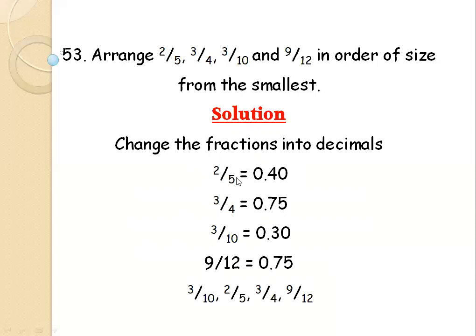Like 2 over 5. Now I'm going to say 2 divided by 5. That will give me 0.40. 3 divided by 4, 0.75. 3 divided by 10, 0.30. 9 divided by 12, 0.75.